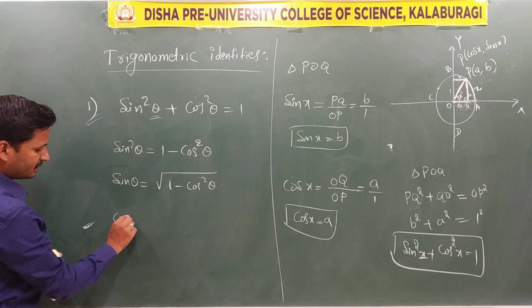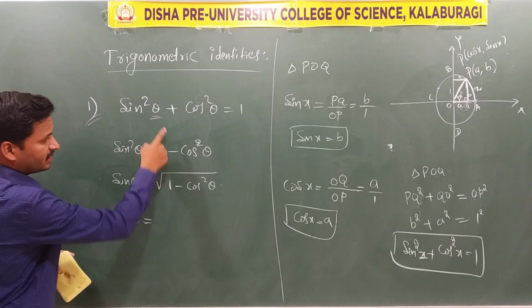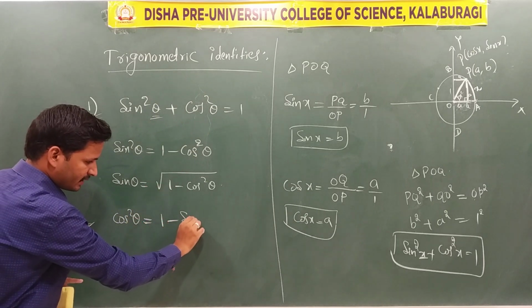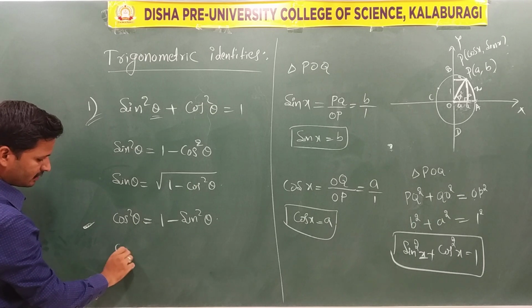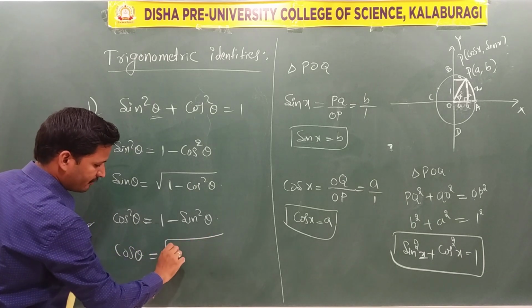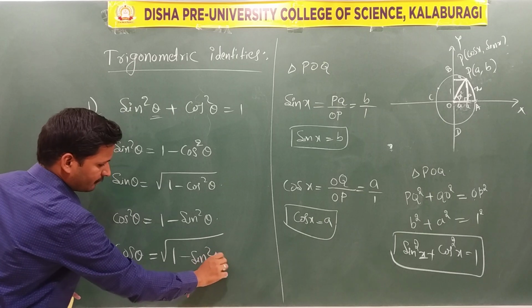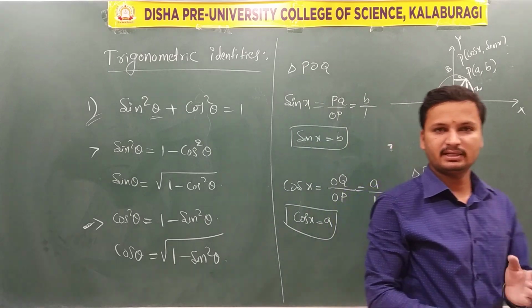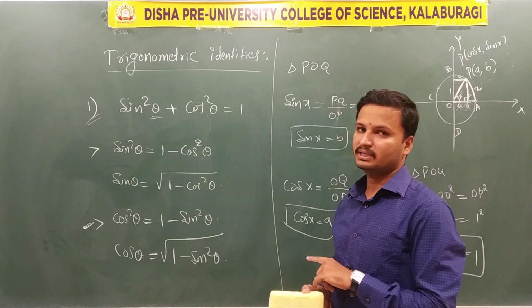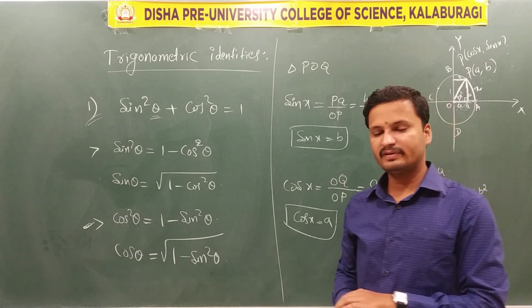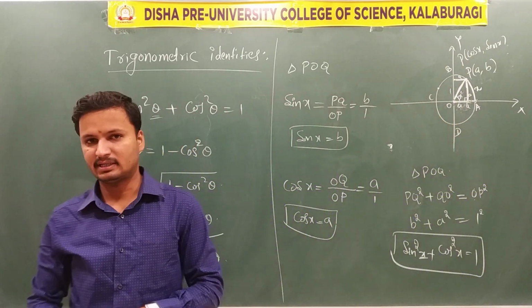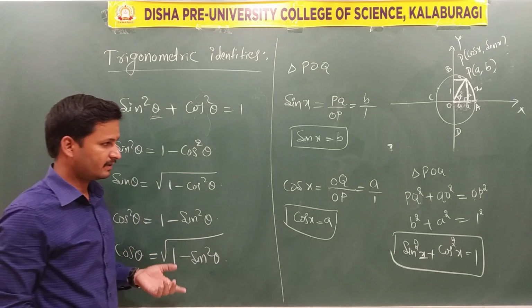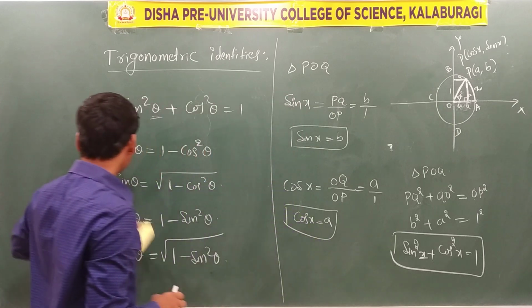Similarly, cos square theta is equal to 1 minus sine square theta: keep cos square theta as it is and take sine square theta to that side. So similarly, cos theta is equal to under root of 1 minus sine square theta. So these are the important relations. Sin theta is equal to under root of 1 minus cos square theta. Cos theta is equal to under root of 1 minus sin square theta. You should know these identities and the conversions also. Right.